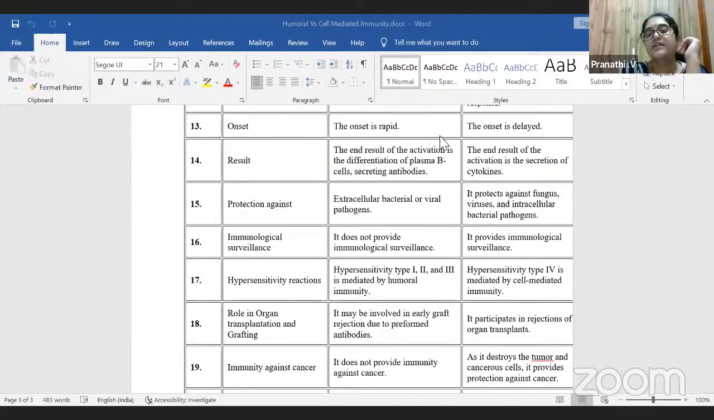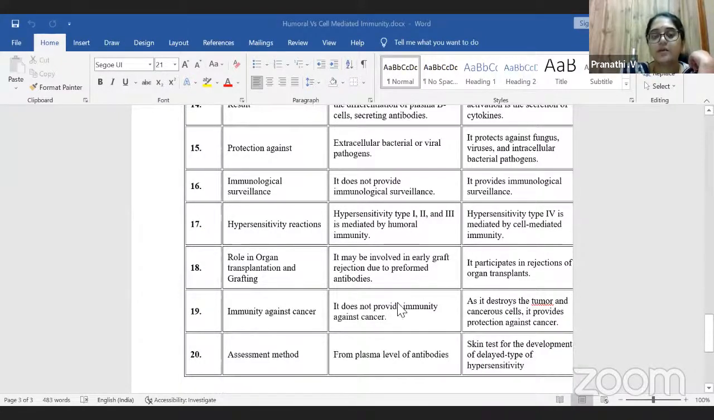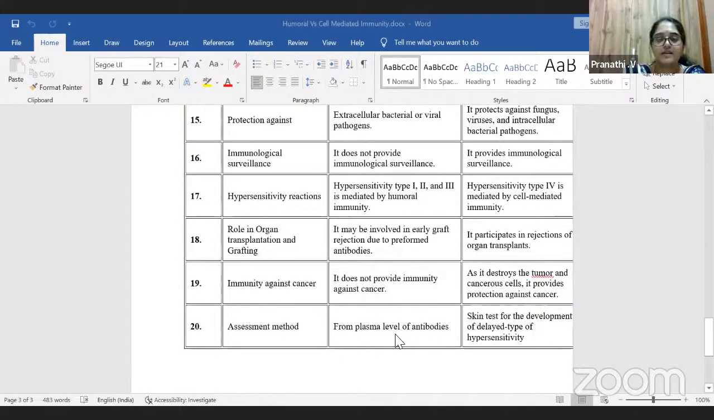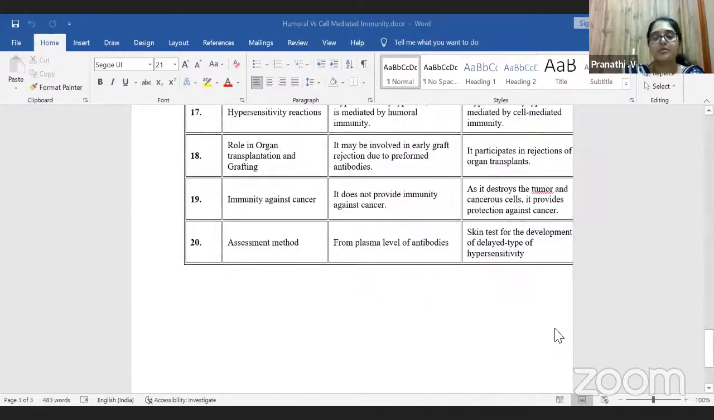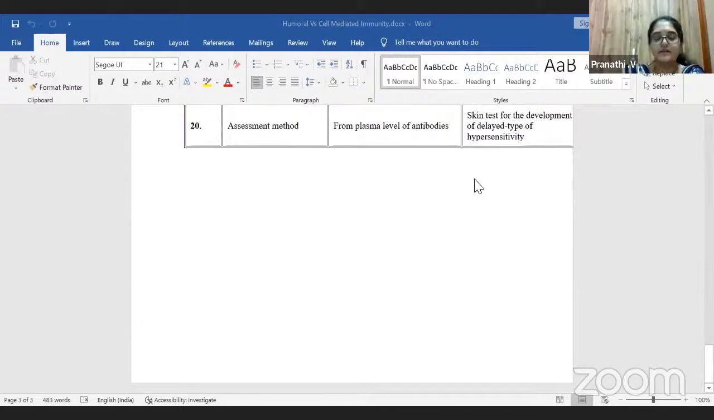And when is the onset, whether it is rapid or delayed, and what is the kind of result? Antibodies are secreted, cytokines are secreted, with protection against bacterial or viral infections. This is protection against fungus, virus, and intracellular bacterial pathogens. And what kind of hypersensitivity reactions are seen, and what is the role in organ transplanting or grafting? Immunity against tumor and cancer cells is seen in cell-mediated immunity. A plasma level of antibodies is used for assessment of B cells, whereas a skin test is used for the delayed type of hypersensitivity.